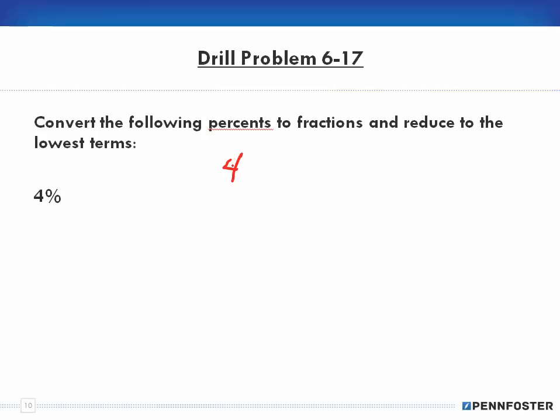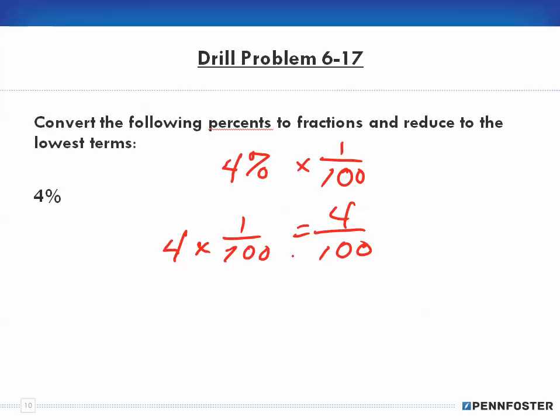And remember that when I have a percent, if I want to convert that 4% into a fraction, all I need to do is multiply it by 1 over 100. Okay, so if I have 4 times 1 over 100, and I multiply across, that's going to give me 4 over 100. And then, of course, I reduce to the lowest terms: 4 goes into 4 once, and 4 goes into 100 25 times. So my final answer as a fraction is 1/25.